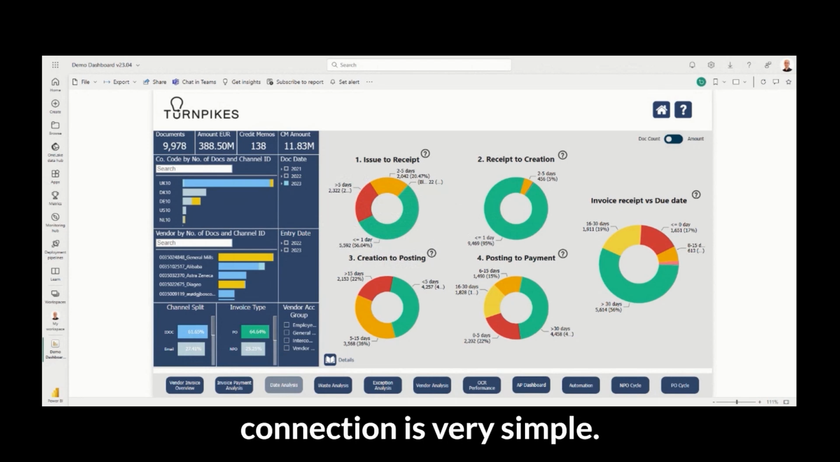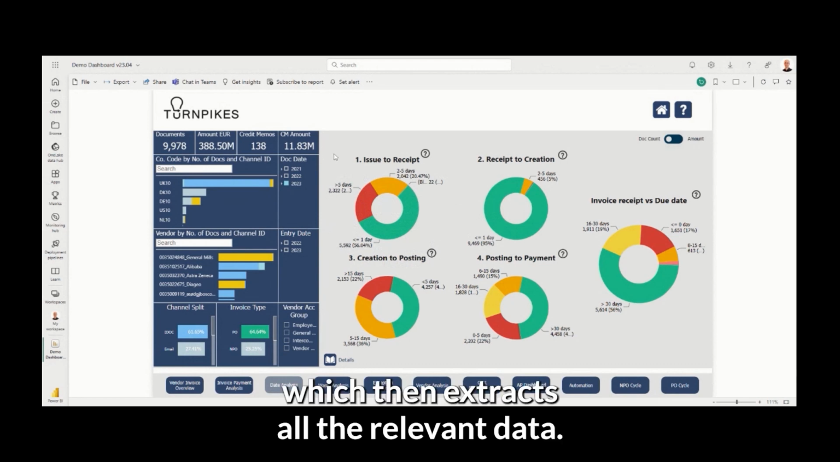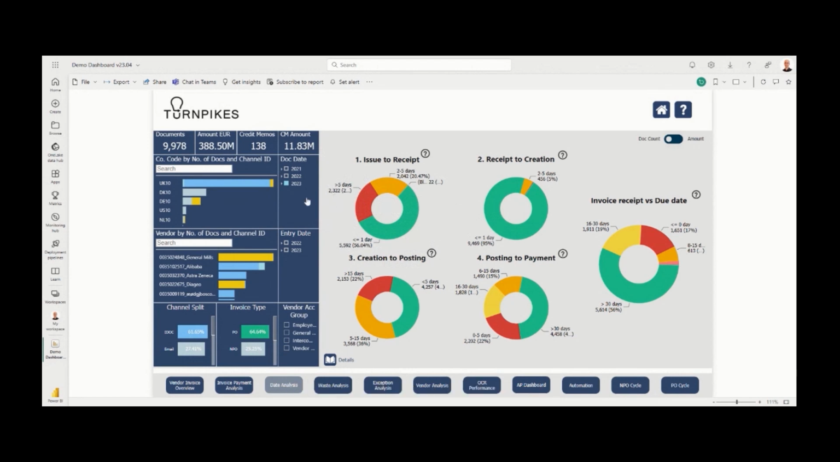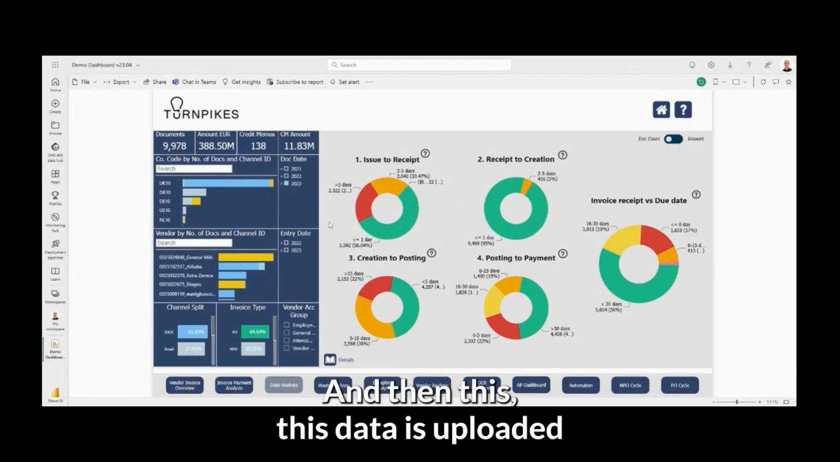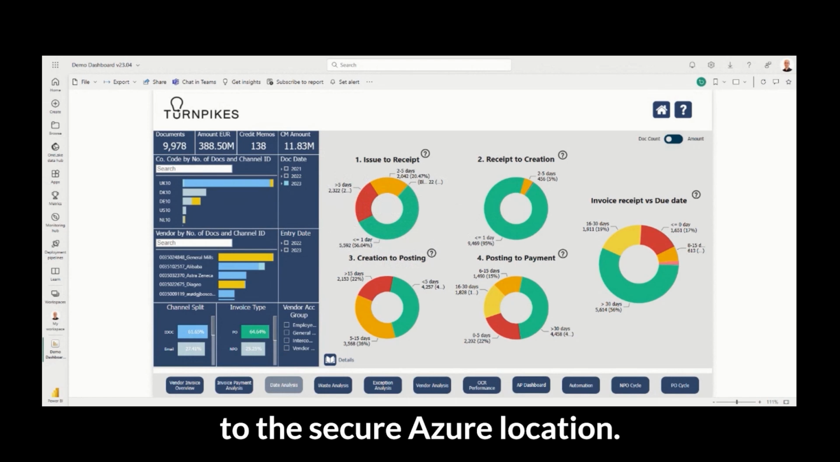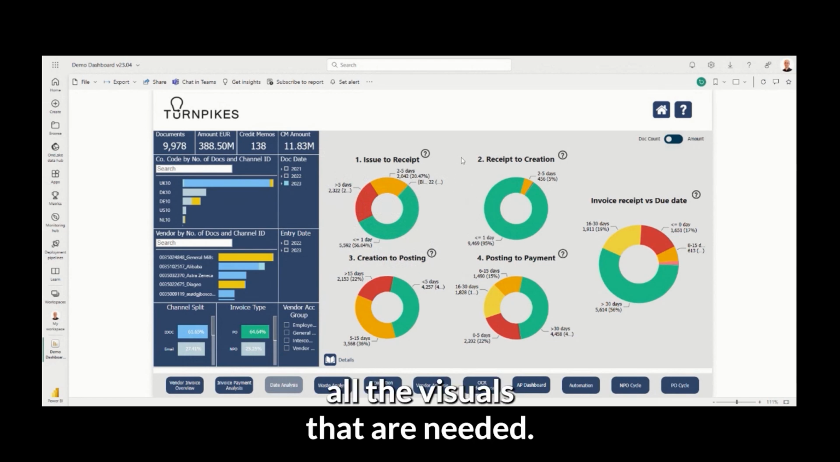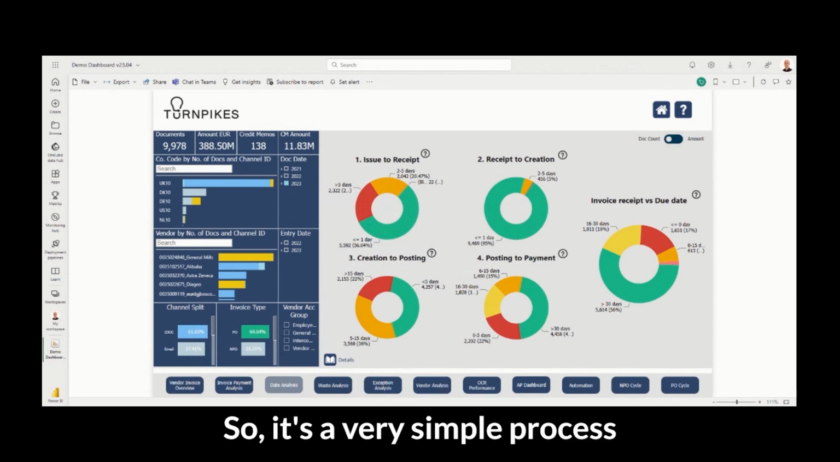Yes, the connection is very simple. It actually consists of installing a small program in the customer system, which then extracts all the relevant data, and this data is uploaded to a secure Azure location, and from there on, our reporting tool just generates all the visuals that are needed. It's a very simple process and a very simple setup.